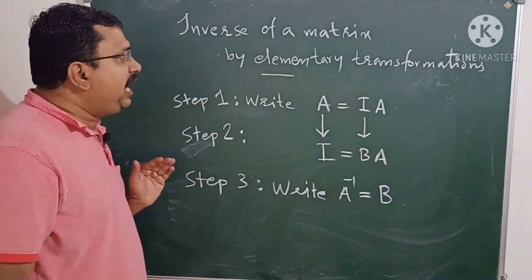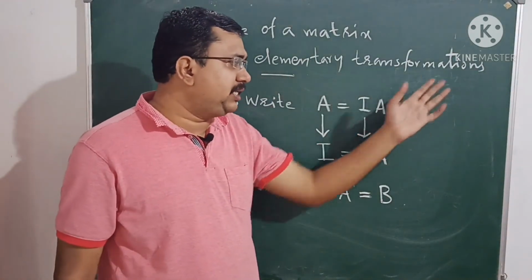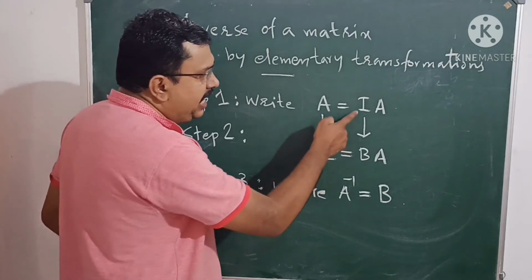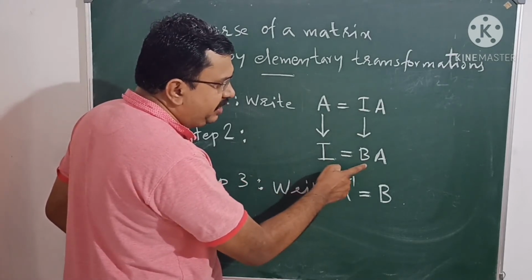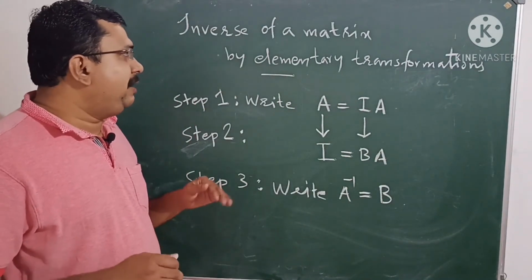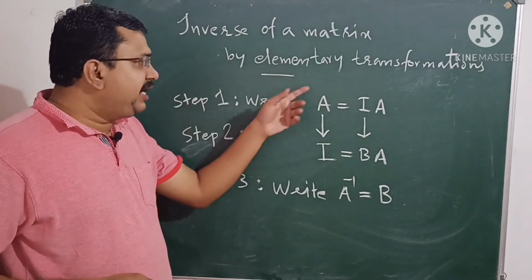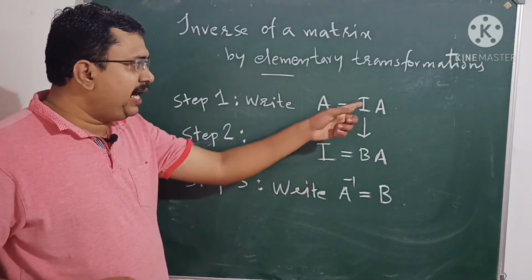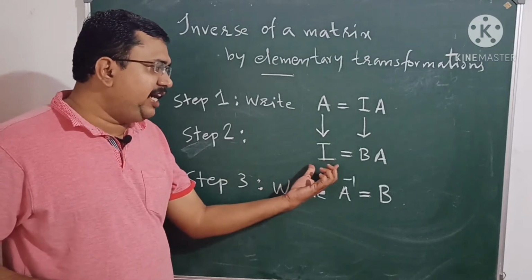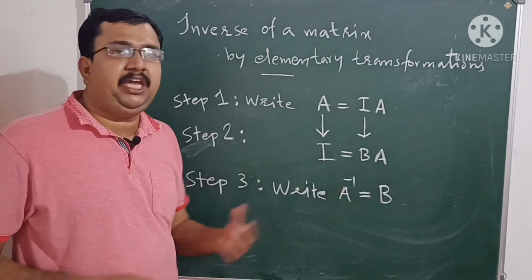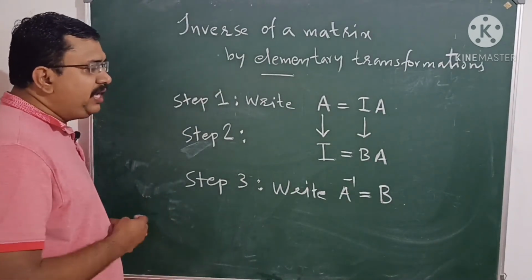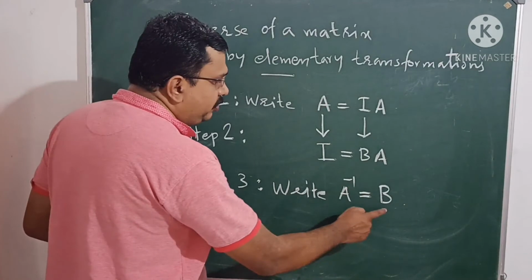Second step, we apply elementary row operations so that A is converted into I and I is converted into a new matrix B. Here A is changing into I and I is changing into B. Therefore, we can write identity matrix I is equal to B into A. And the third step is very simple. Now we can write A inverse equal to B.